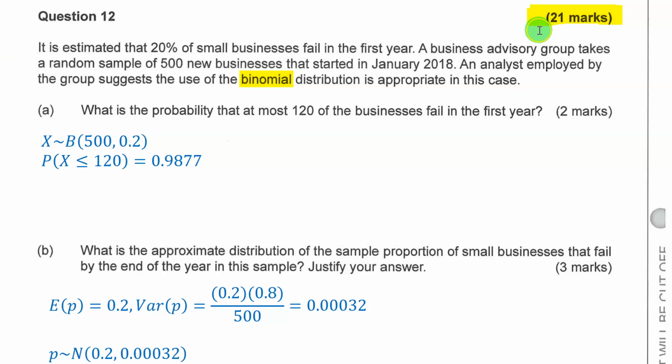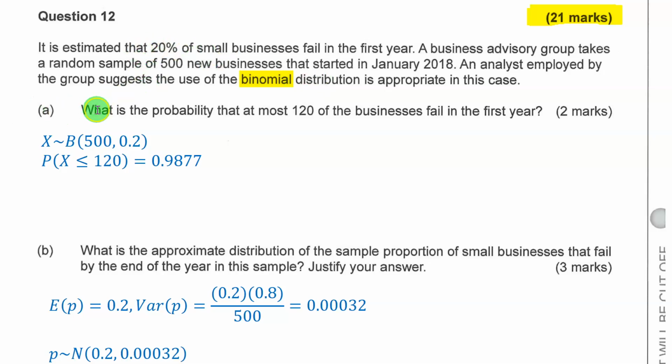Question 12, a massive 21 marks for this one, the never-ending question really. Anyway, let's see what's going on. It's estimated 20% of small businesses fail, takes a random sample of 500, and an analyst suggests use of binomial, which is unusual. Normally we're not told that a distribution is binomial. It's left to us to pick it up from the story.